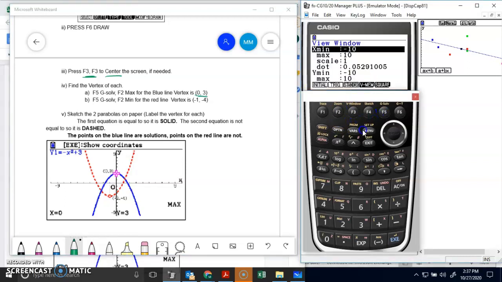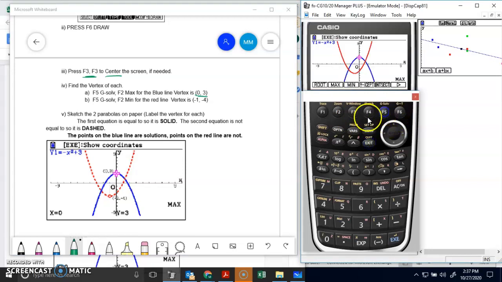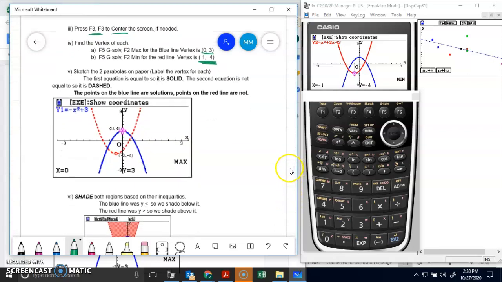And then I'm going to hit G-solve, minimum. Now I don't want the blue line, I want the red line, so I'm going to hit the down arrow, hit execute, and it tells me that that vertex is -1, -4. So at least I have one point to help me sketch these.